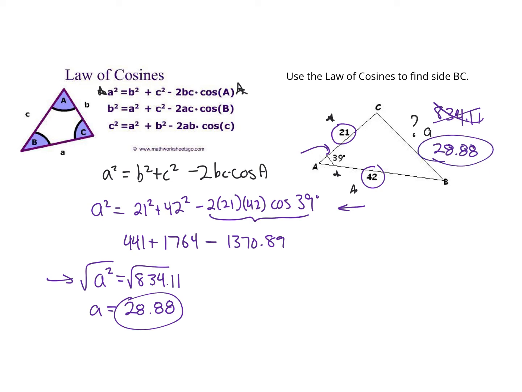So here's all I did. Substituted what I know, the other two sides, and the cosine of the angle. And then it's just some calculator mashing, some order of operations, some evaluating. Finally, take the square root, and I'm done.